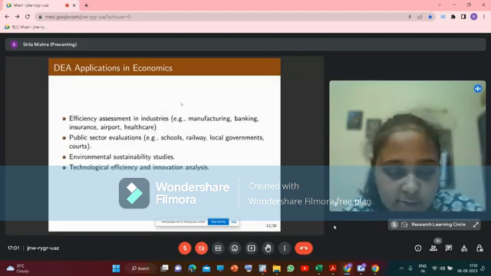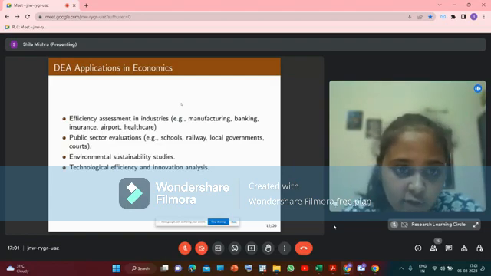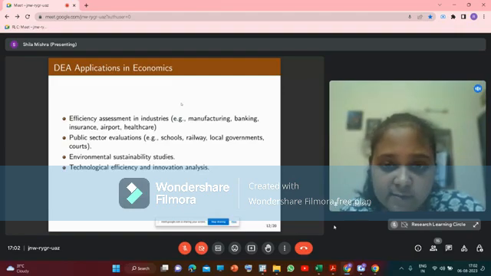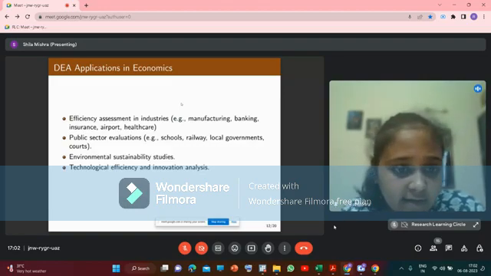Now, moving further, where can DEA be applied in economics? There are various journals which cater to these methodologies, like data envelopment analysis or even stochastic frontier analysis, and the papers that have delved into them. This is not an exhaustive list of applications of DEA in economics. However, these are the areas. DEA has been applied in the manufacturing sector, banking sector, insurance, airports, and the healthcare sector. It can also be applied in the case of public sector evaluation.